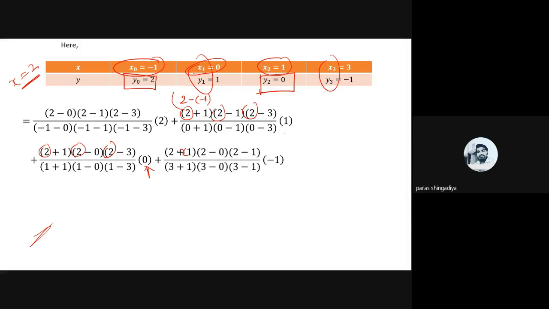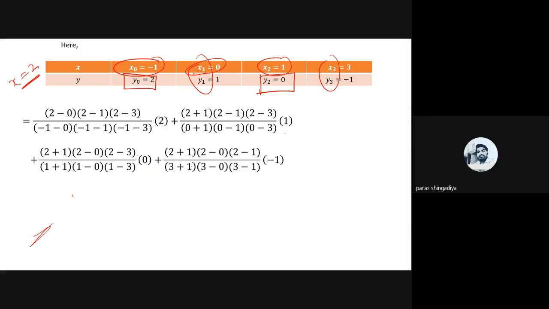And now the last term, that is for x3, and we'll skip x3 in the numerator. So the remaining values: 2 plus 1, 2 minus of -1. So therefore we get here 2 plus 1 form. Okay, 2 minus 0 and 2 minus 1, and the denominator will be 3 plus 1. Okay, replace x by 3. Okay, so 3 plus 1, 3 minus 0, and 3 minus 1 into the y3, that is equal to -1. Okay, so now simplify each and every term. Okay, first term, second term, third term, and so on.